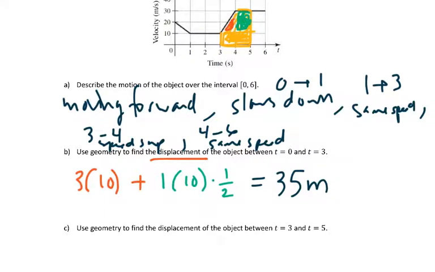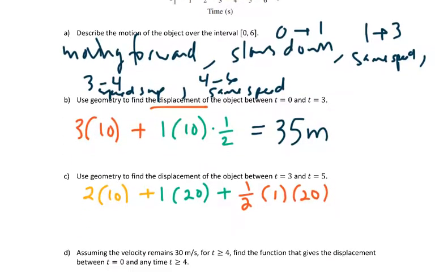So the yellow one is 2 wide and 10 high, plus the green one is 1 wide and 20 high, plus the orange one is a triangle, so I'm going to use 1/2. It's 1 wide and 20 high. So if I add all of those up, I get 20 plus 20 is 40, plus 10 is 50 meters.